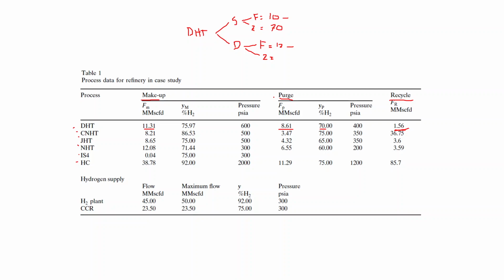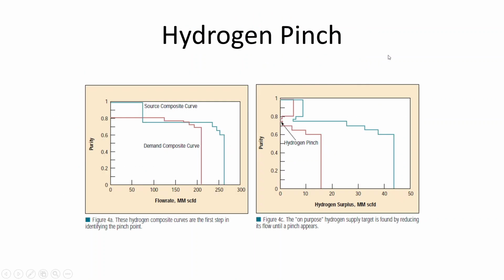A little bit more. We have makeup, so 11, the total flow rate. Yeah, exactly. 11 something times 75 something plus the recycle at 1.56 times 70, and divided by the 12 something. So you get your hydrogen concentration.